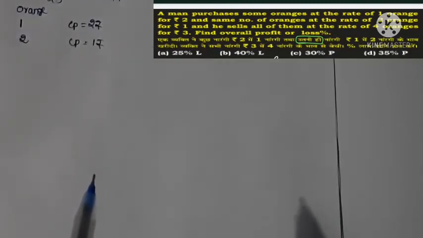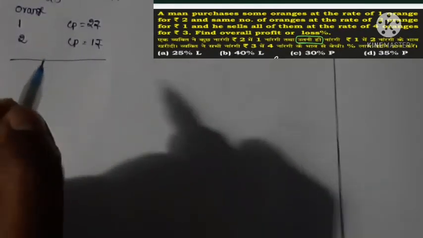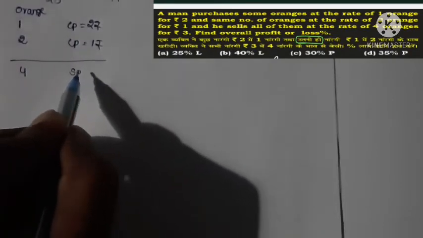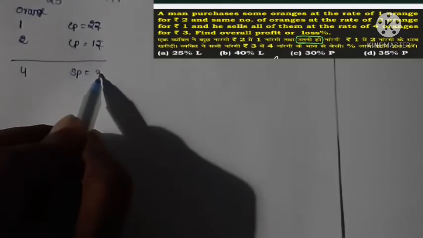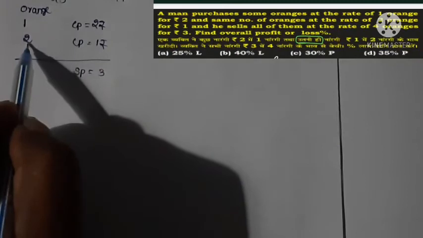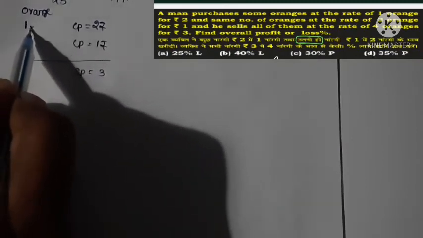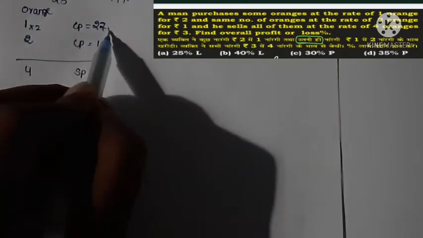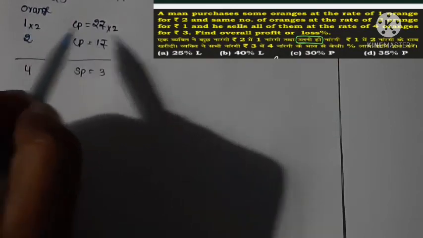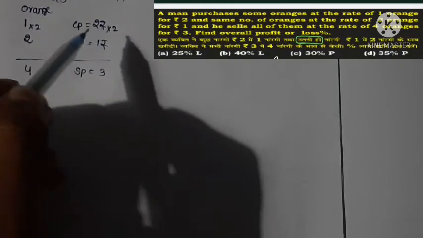And he sells all of them at the rate of 4 oranges. This is the cost price, and the selling is 4 oranges. Selling price is equal to 3 rupees. Here the cost price of 1 orange is 2 rupees. Here 2 oranges is 1 rupee. So multiply this value into 2. That means the cost price of 2 oranges is 4 rupees, and the cost price of 2 oranges is 1 rupee.